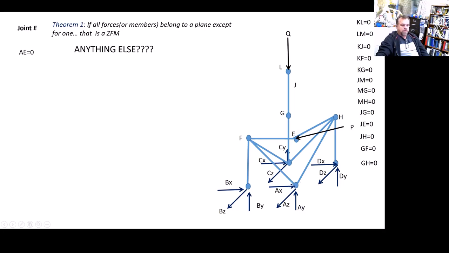1, 2, 3, 4, 5. There's no rule for that. I don't have any more zero force members that I see. But we reduce all of these. Now, let's focus on reactions.